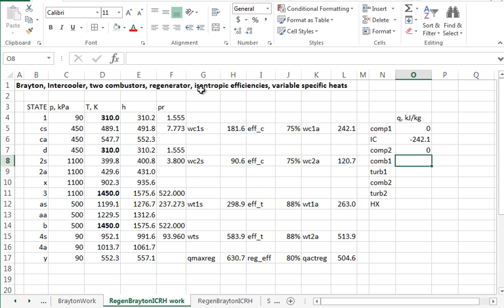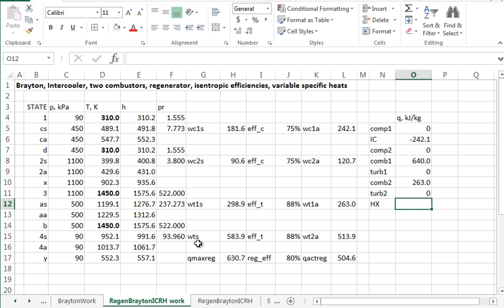How about the combustor? The combustor, if you look at it, goes from X to 3, does it not? And it's a heat addition, so it starts at H of X. I'm sorry, it needs to be H3 minus HX, and it's a positive amount of heat transfer into the working fluid. The turbine, nothing. Second combustor, it comes in at A and goes out at B, so H of B minus H of A. The second turbine, 0.